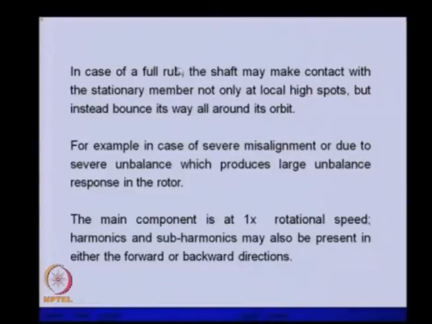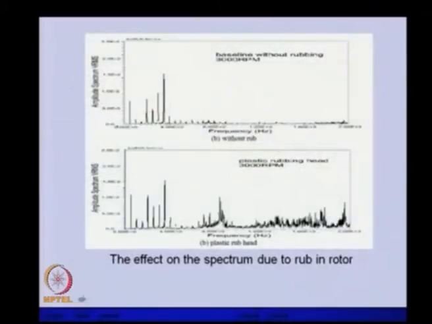In the case of a full rub, the shaft may make contact with the stationary member not only at a local high spot, but instead bounce its way all around its orbit. For example, in case of severe misalignment or severe unbalance which produces a large unbalance response in the rotor. The main component is at 1x rotational speed. Harmonics and subharmonics may also be present in either the forward or backward directions because of the full rub.